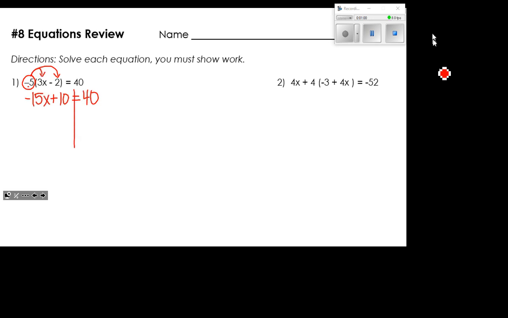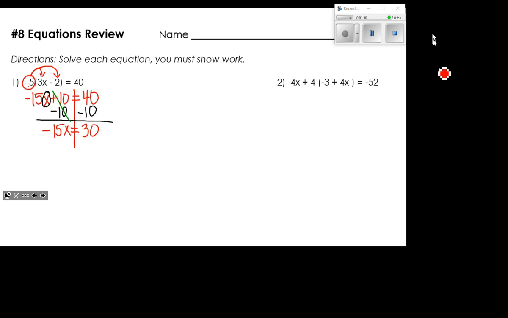So let's start to solve our equation. Let's first look at getting the x isolated. To start with, we're going to subtract 10 from both sides. So -10, -10, and we always have to cancel when we do something to both sides. Then we can bring everything down that's left. -15x, 40 minus 10 is 30.